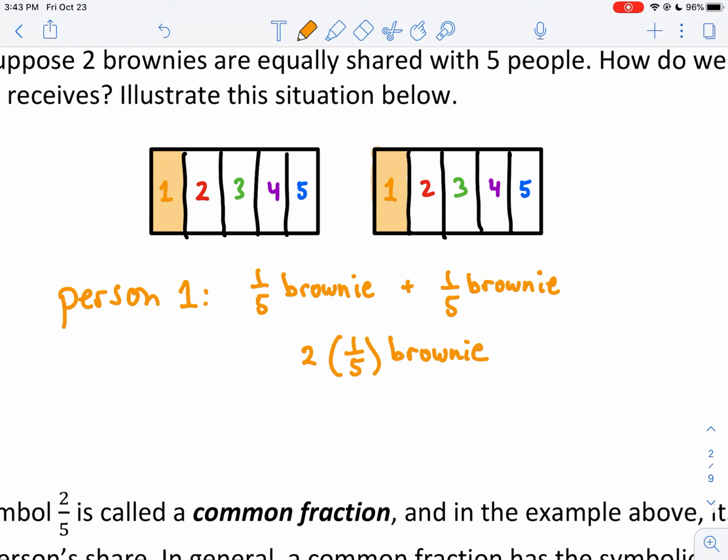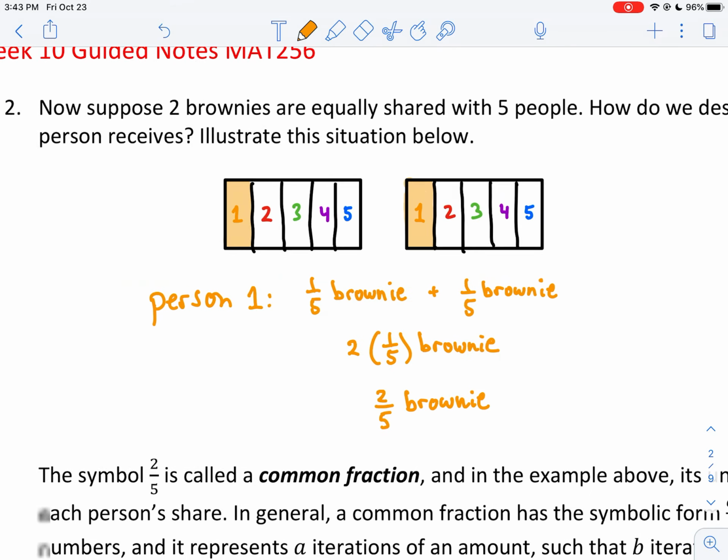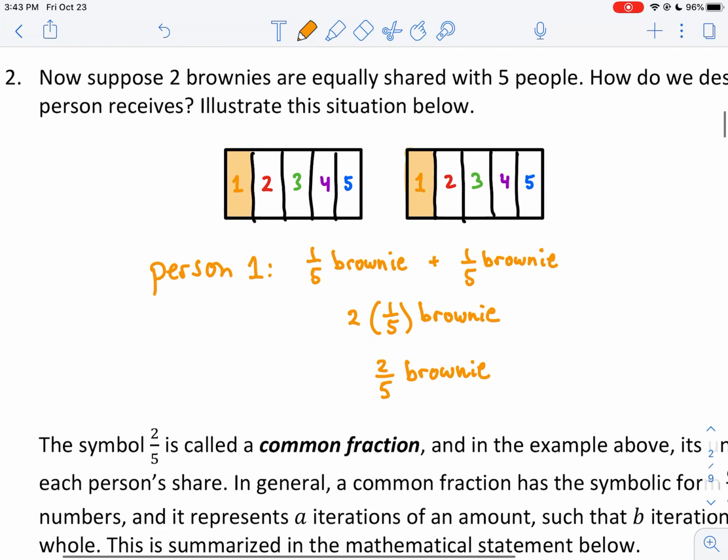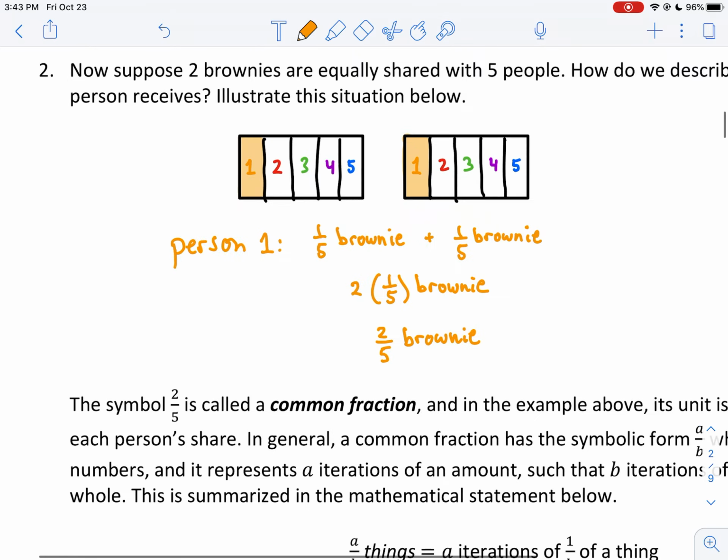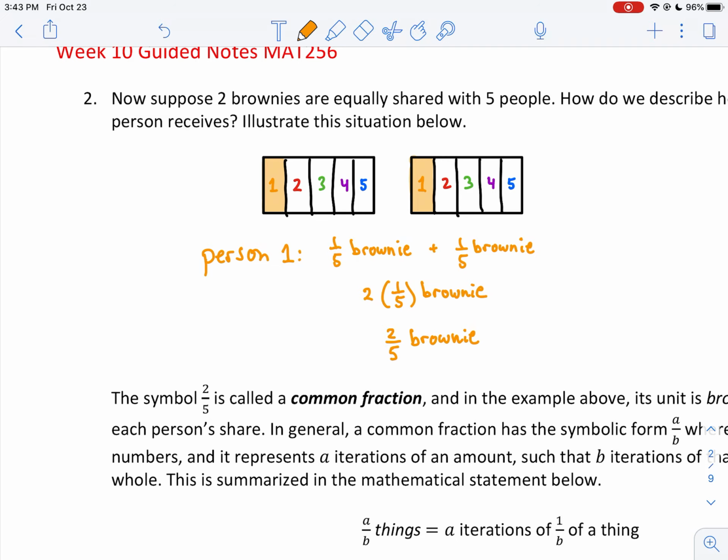This is often written instead by putting a 2 over 5. The way that is said is 2/5. So the top number you say normally, and the bottom number you put the 'ths' at the end of it, essentially. 2/5. And that's how much one person gets.